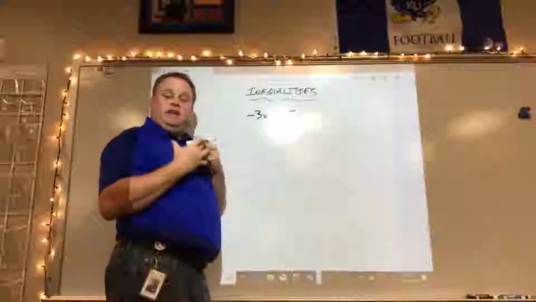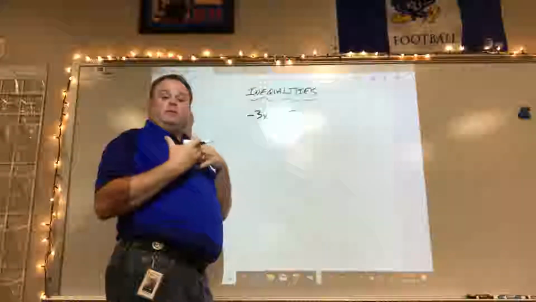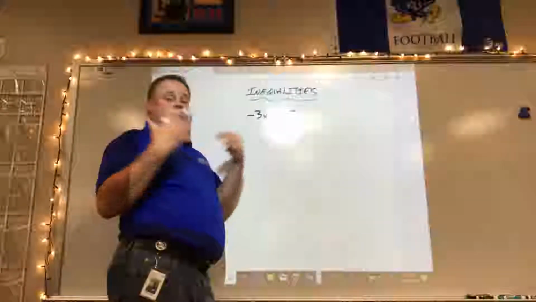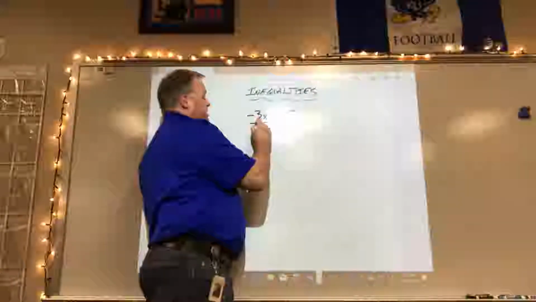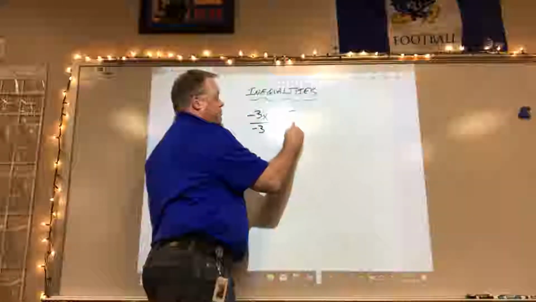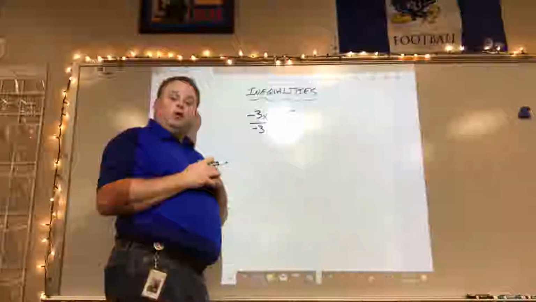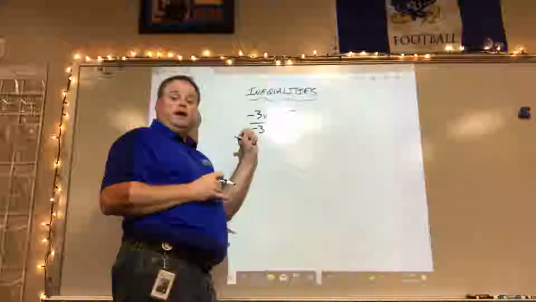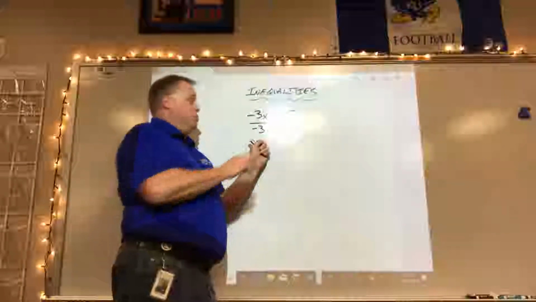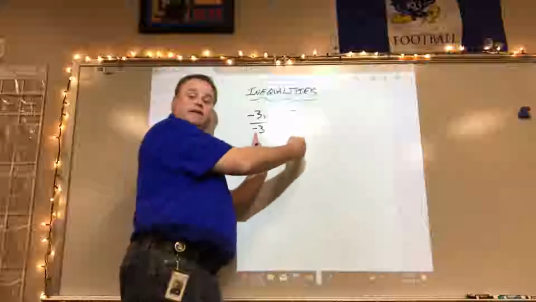Well, this is an equal sign. If this is just an equation, then I know I would divide by negative 3. Well, inequalities are solved the same way. I am going to divide by negative 3 on both sides of the inequality. Here's the difference. With an inequality, if I divide or multiply by a negative number across it, which means if I do it to one side, I have to do it to the other.